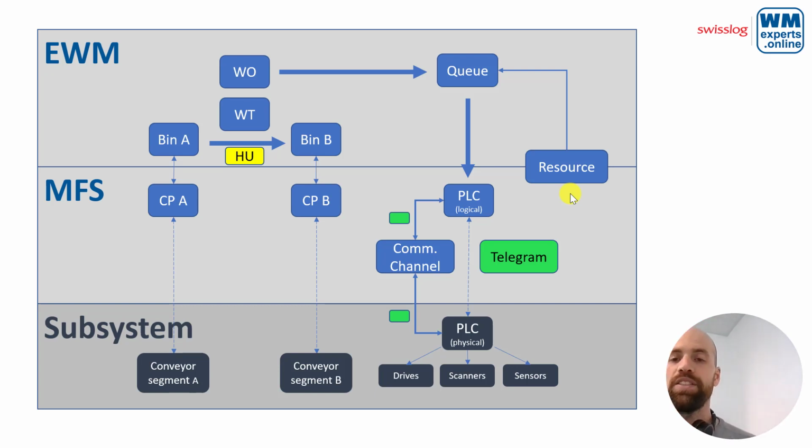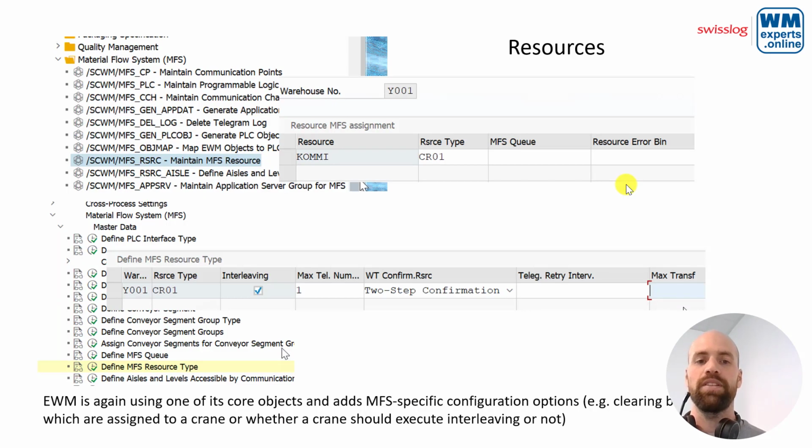And these resources are processing multiple objects, and they need to be maintained. Their status needs to be maintained in EWM. And this is then our last important object in this context, as here these resources control the processes from EWM MFS perspective in such an environment.